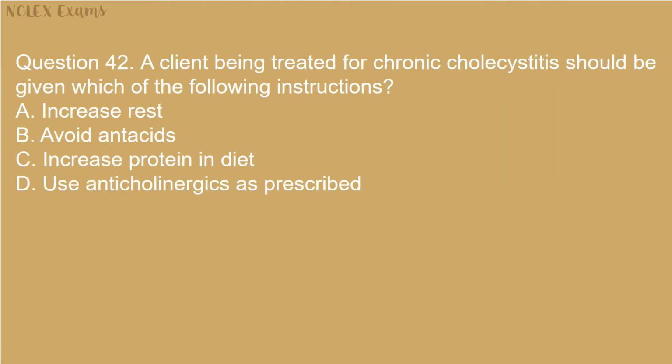Question 42. A client being treated for chronic cholecystitis should be given which of the following instructions? A. Increase rest. B. Avoid antacids. C. Increase protein in diet. D. Use anticholinergics as prescribed.